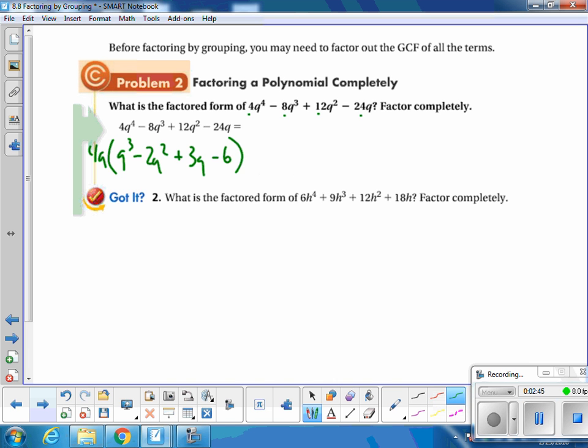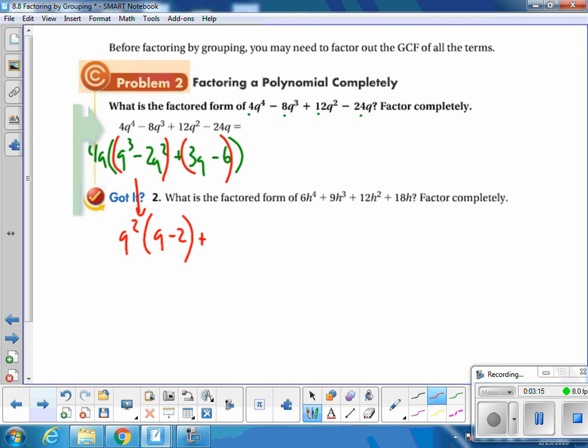minus 6. And from here, I can again look if there's anything to factor out. There's nothing there. I can do some grouping, and that should be able to help me out. So now that I've regrouped, I can look at my first grouping here and see that I can pull a q squared out of there. So you end up with q minus 2 plus.